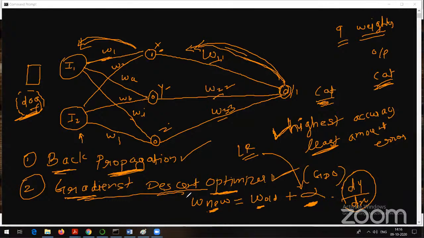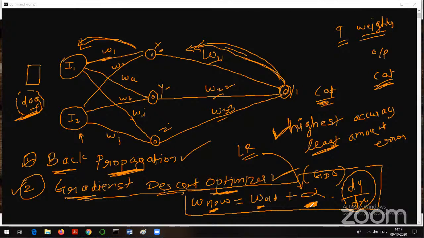So try to understand this particular term. W new is equal to W old plus alpha into dy by dx. This is called the equation of back propagation, right? This is what we are going to make use of in case of back propagation and the gradient descent optimizer. How? I will show you that. And based on the value of learning rate, based on the value of alpha, we pass a very small value, and generally we pass the error value actually.